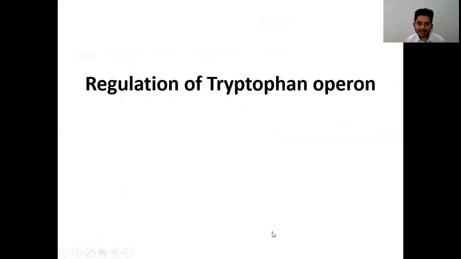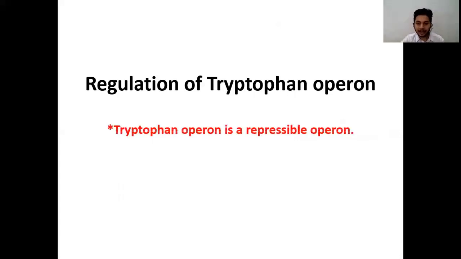Okay, so now let us understand the regulation of the tryptophan operon, once we have understood the structure of the tryptophan operon. Here also, remember one particular thing. The tryptophan operon is a type of repressible operon, unlike the lac operon. The lac operon we studied was an inducible operon. The tryptophan operon, on the other side, is a type of repressible operon.